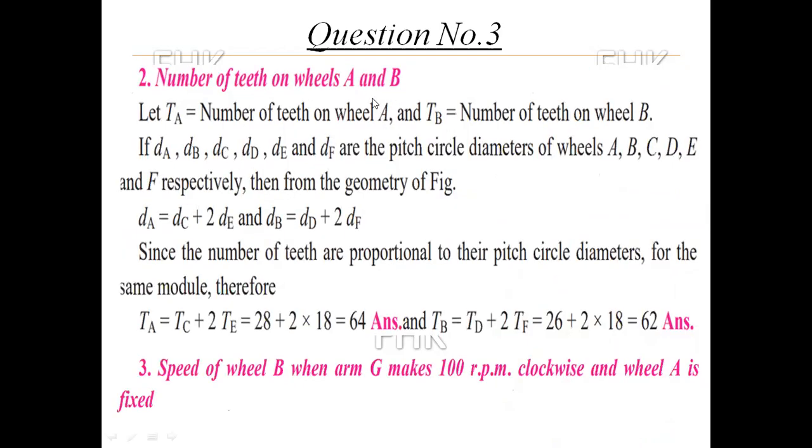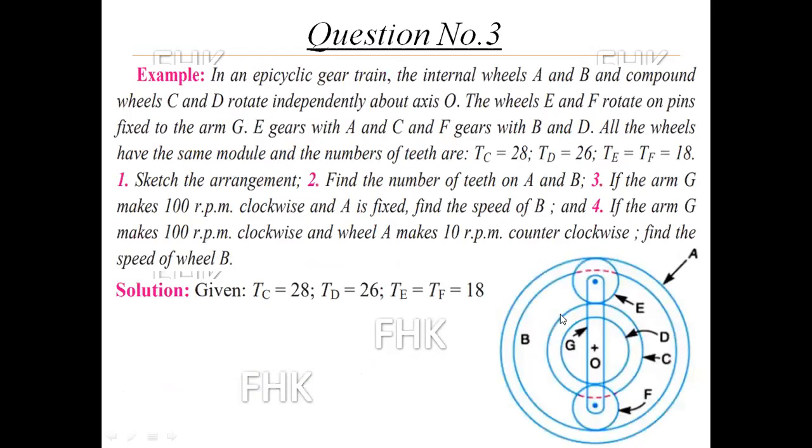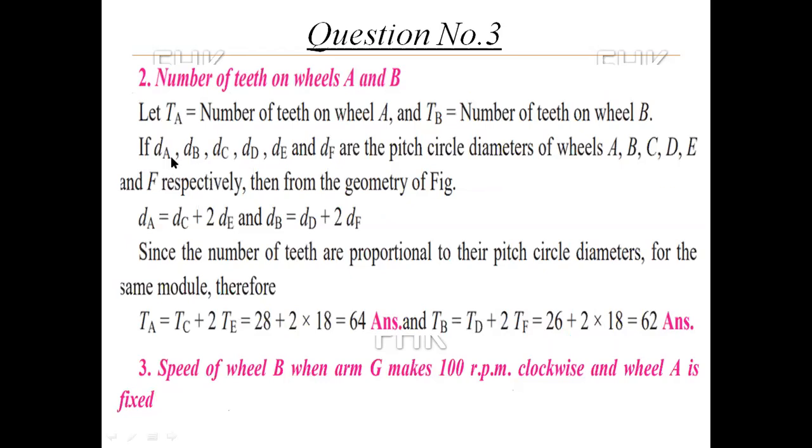First of all, we draw this sketch as per the data given in the problem statement. This is our first solution. Second, we have to find the number of teeth on A and B. So these are the diameters, this circle diameter, for all the gears A, B, C, D, E and F respectively.